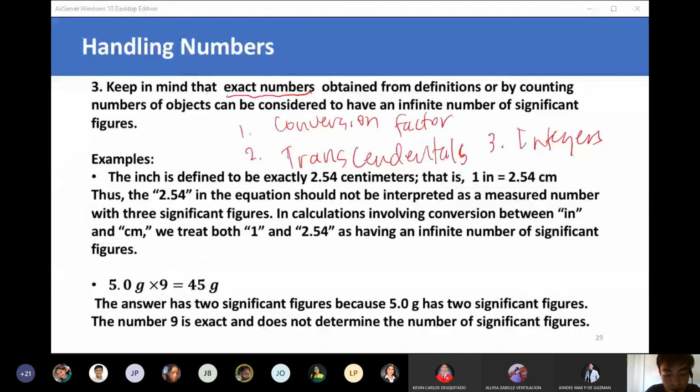Share ko lang. Okay, so for conversion factors, we do not mind the number of significant figures. Instead, the basis for the final significant figures is the given quantity.